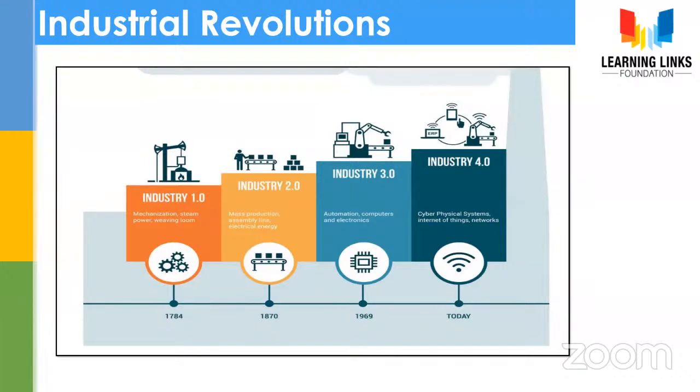The next thing is Industry 4.0, with cyber-physical systems, Internet of Things and networks. In this, we use cloud things, like Wi-Fi, and we connect all the devices with the help of connectivity. We attach our machinery or robots and control them using mobile, computer, any device. These days we can even control our home things using mobile, computer, or anything.